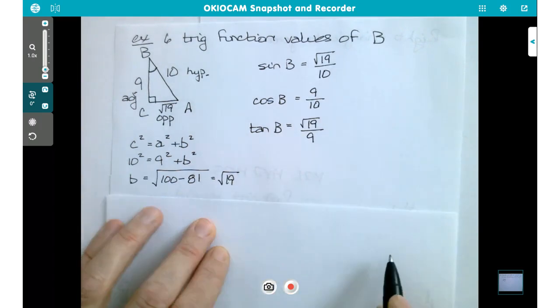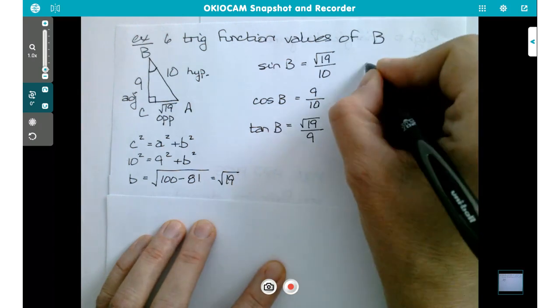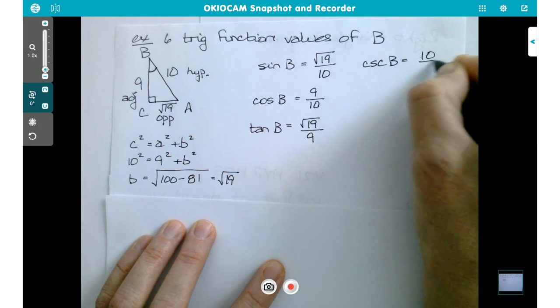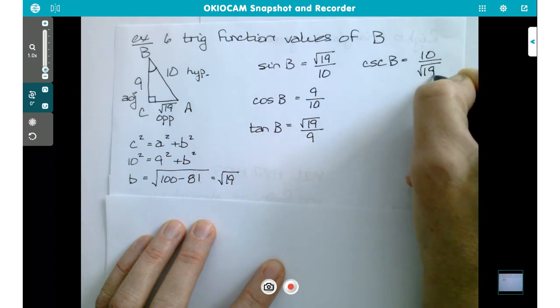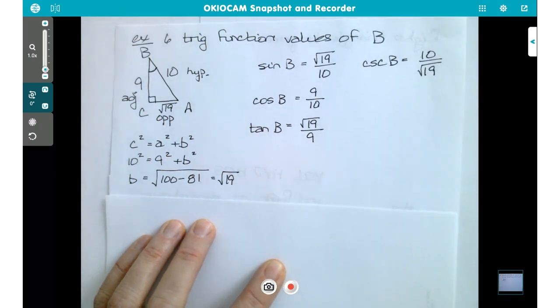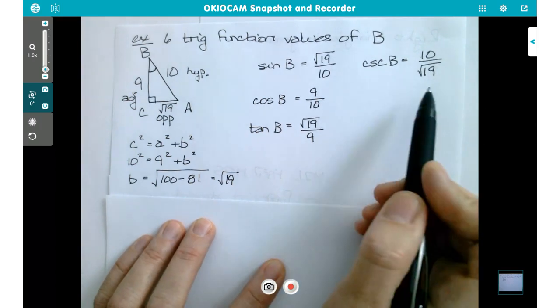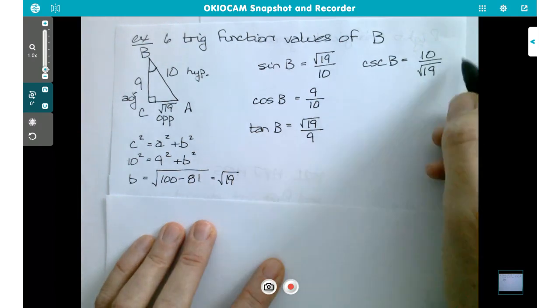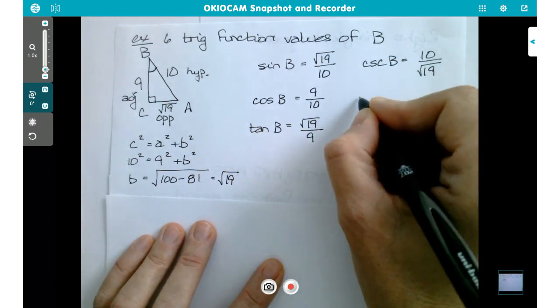Now we just need the other 3, which are reciprocals of the first 3. The cosecant, we got 10 over root 19. At this stage in the game, I'm going to assume that if you felt like rationalizing that, you could. I'm not going to. You don't have to either. If it bothers you, you certainly can. We can call it 10 root 19 over 19, but I'm okay with leaving it like that.